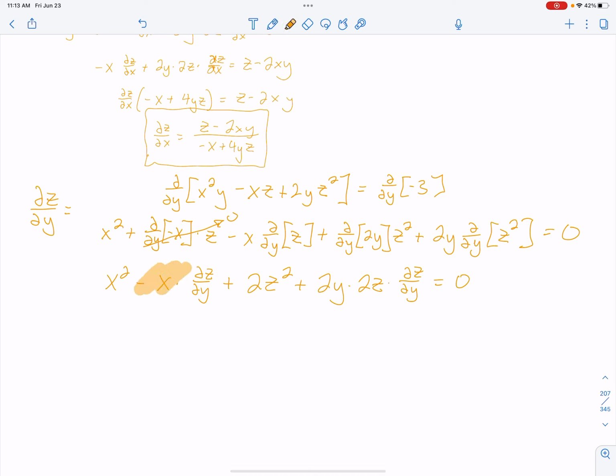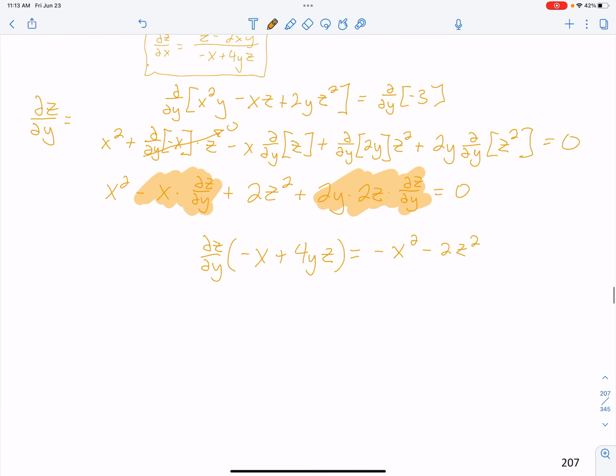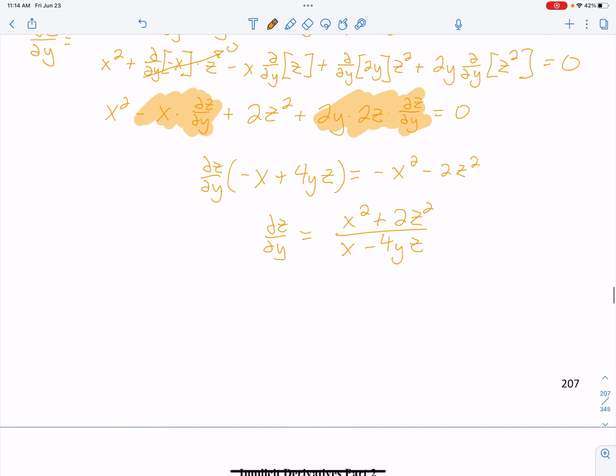So now I'm going to get the terms that have ∂z/∂y together. I got ∂z/∂y times negative x plus 4yz equals, and I move those things over, negative x squared minus 2z squared. And then I have a lot of negatives, so I'm going to do a trick here and change every sign by a negative. That's multiplying top and bottom by negative 1. So I'm going to get x squared plus 2z squared all over x minus 4yz. I just changed every single sign to make it prettier. So there is my derivative of z with respect to y.